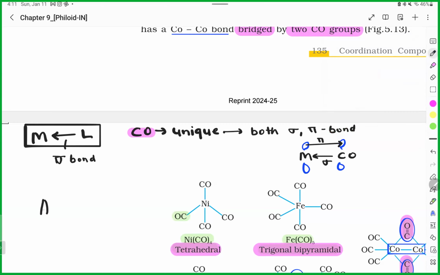It's like A and B. B is donating electrons to A, and A is donating electrons to B. Both are supporting each other, like a mutual interaction, a symbiotic relationship. So this is known as synergistic effect, or synergic effect.